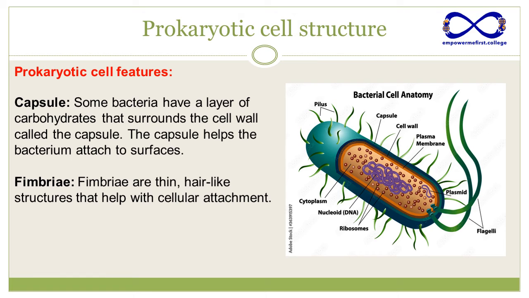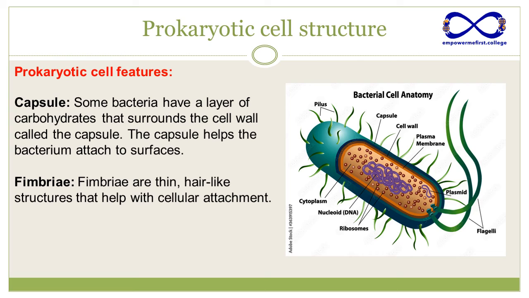Other prominent characteristics are, for example, the presence of the capsule, which is this one, outside the cell wall. Some bacteria have a layer of carbohydrate that surrounds the cell wall, called the capsule. The capsule helps the bacteria to attach to surfaces. Generally, the attachment is also made possible by the presence of the pilus, this green structure. Another characteristic feature typical of bacteria are the fimbriae. Fimbriae are thin, hair-like structures that help with cellular attachment.